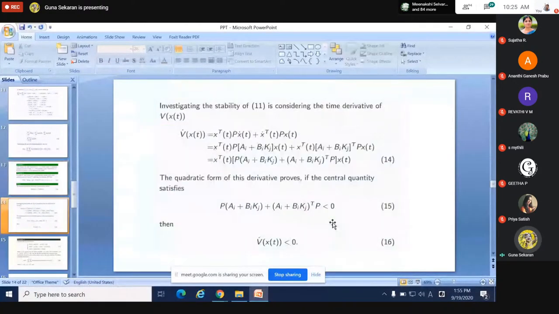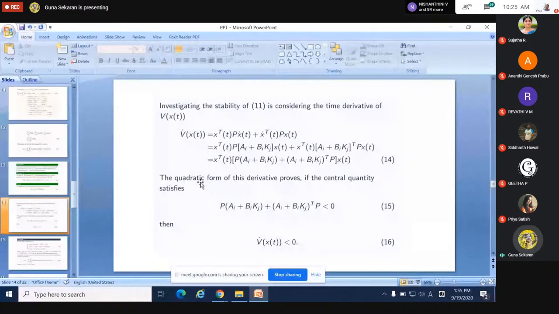We can replace here (A_i + B_i K_j) x(t). Another one, x transpose of t, (A_i + B_i K_j) transpose P x(t). We can easily multiply by x transpose of t P (A_i + B_i K_j) plus (A_i + B_i K_j) transpose P in x of t.